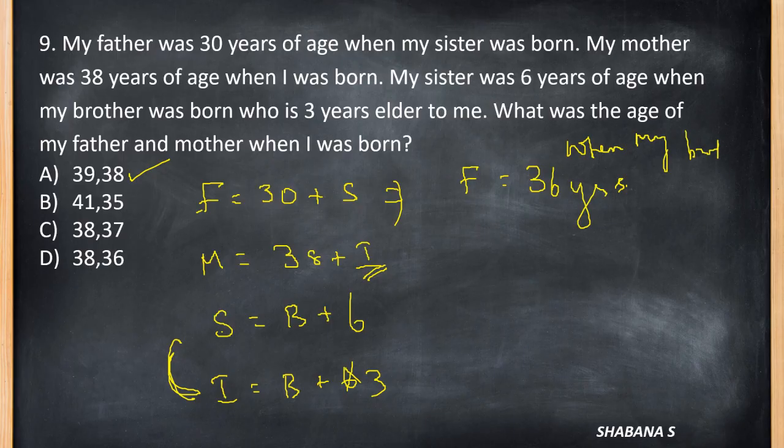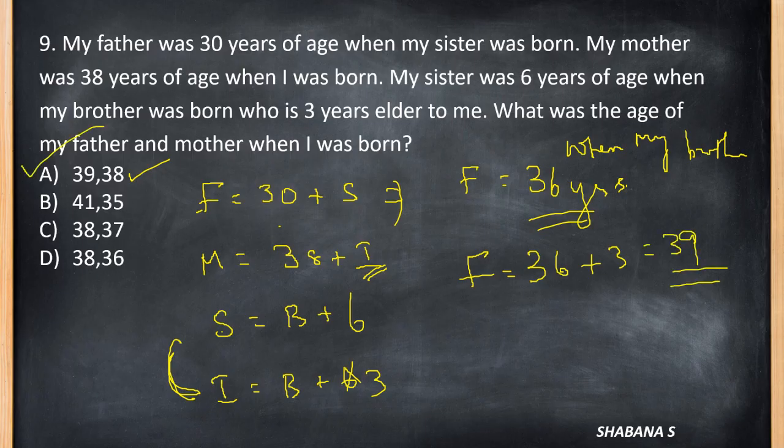When my brother was born, my father is 36 years old, because my sister and brother have an age difference of 6 years. When my sister was born, my father is 30 years. So naturally my father should have been 36 years when my brother was born. And the difference between my age and my brother's age is 3 years. I am 3 years elder to him. So my father's age when I was born should have been 36 plus 3 years, which is 39 years. And that's clear evidence that gives option A as my answer.